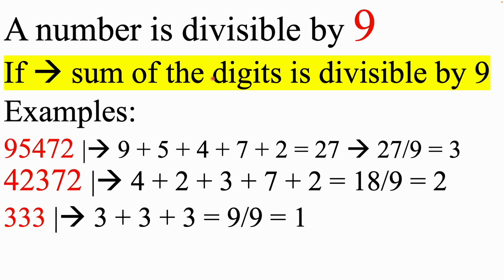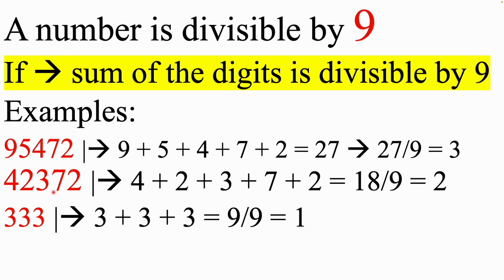Now we have 9. A number is divisible by 9 if the sum of the digits is divisible by 9. So what we do is just add them up. So this is 95,472. You add them up. 9 plus 5 is 14. 14 plus 4 is 18. 18 plus 7 is 25. 25 plus 2 is 27. And 27 you could divide by 9 and get a whole number. So that makes this number divisible by 9.